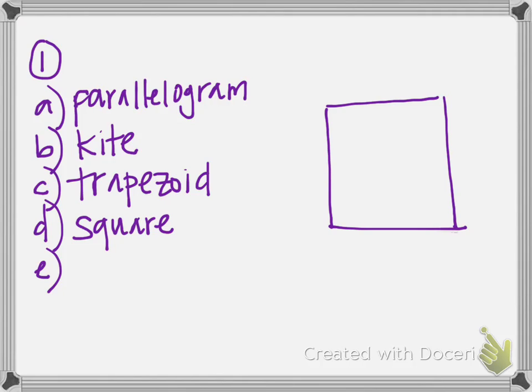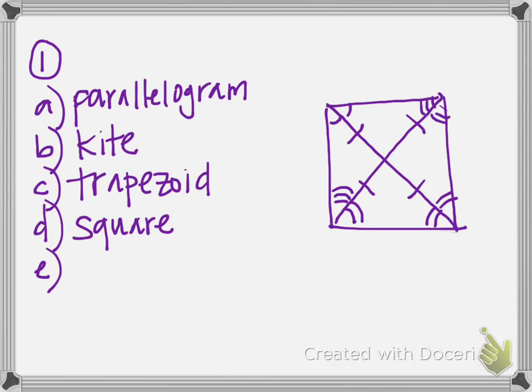And lastly, part E says we have a quadrilateral whose congruent diagonals bisect each other. So we have something like this. And they bisect the angles. So those two angles are congruent. Those two angles are congruent. Those two angles are congruent. And these two angles are congruent.